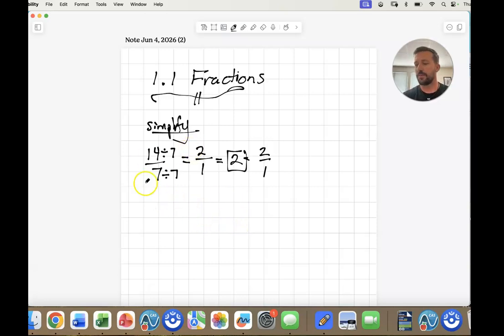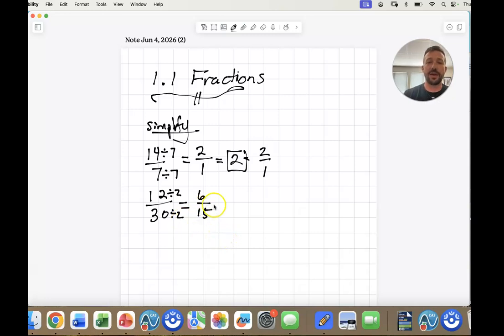Now let's do one that's a little more complicated, yeah? Let's do like 12 over 30. Now let's follow that same rationale. I'm going to start with a number that's smaller. So I'm going to start with 12. And I'm going to say, okay, what is it divisible by? Well, it's divisible by 2. Is 30 divisible by 2? Yes. So I'm going to divide both of them by 2. 12 divided by 2 is 6. 30 divided by 2 is 15, right?